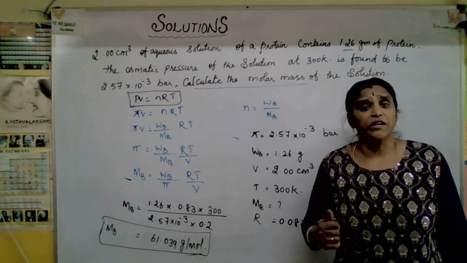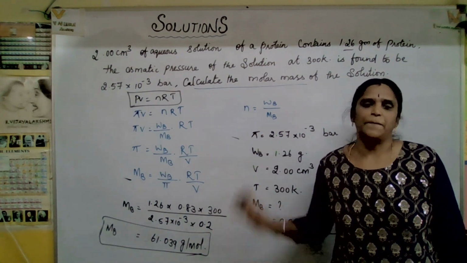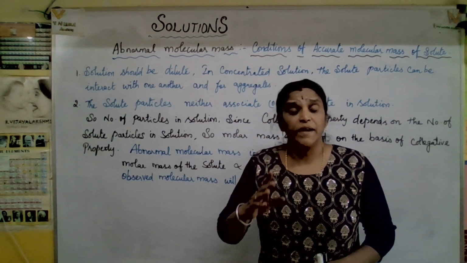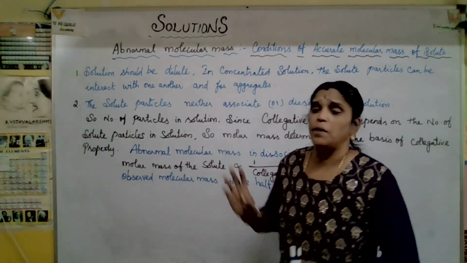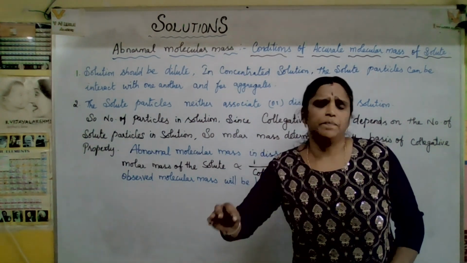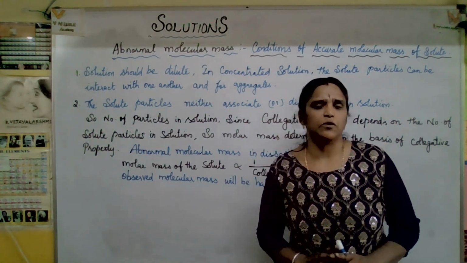Now we are going to see the abnormal molecular mass. Let us finish this chapter. Now let us go and analyze the abnormal molecular mass. This is very interesting and simple. From there you will definitely get two questions or one more question.